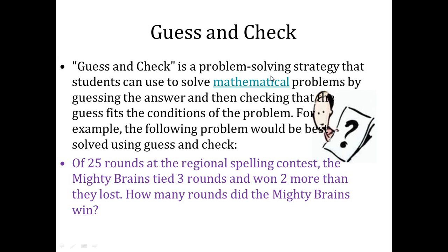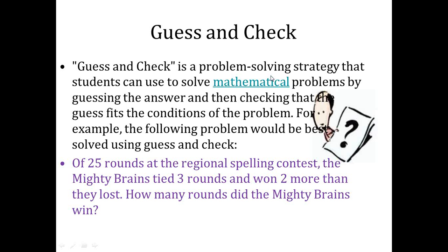Yeah, so the idea with the guess and check process is that students would read that and say, well, I'm not sure, but let me check. So let's see, if the Mighty Brains tied 3 and won 2 more than they lost, how many did they win?